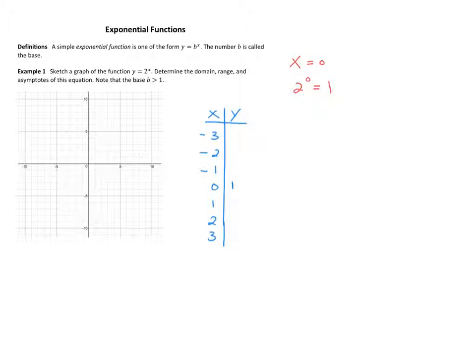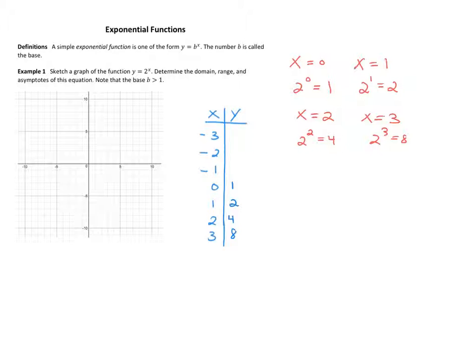All right, what if we chose x is equal to 1? You put 1 into the exponent, and 2 to the first power is 2. No surprise there. What about x is equal to 2 and x is equal to 3? This would be 2 squared, which is 4, and this is 2 cubed, which is 8. So we get 4 and 8.